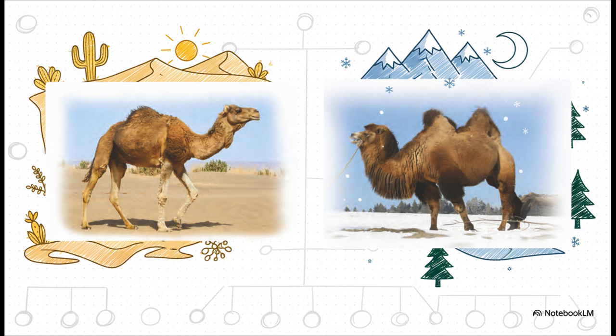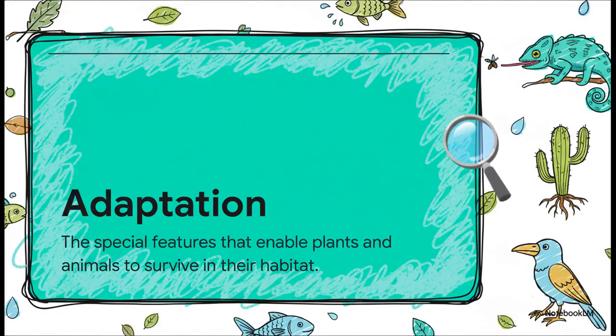What's going on? Why the difference? And the answer is adaptation. This is another super important word for your exams. Adaptations are just the special features that help a plant or animal survive in its home or its habitat. It's like having the perfect superpower that is tailor-made just for the place you live.